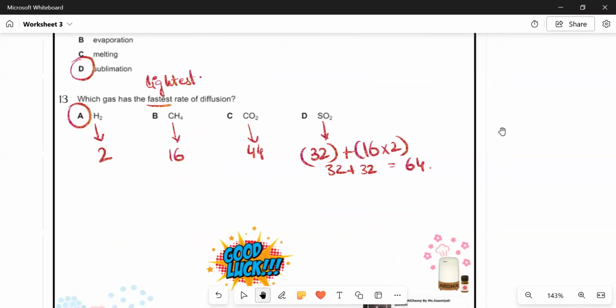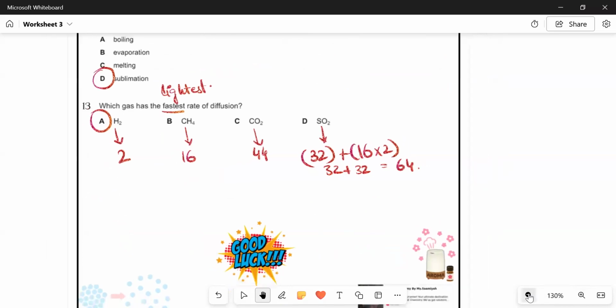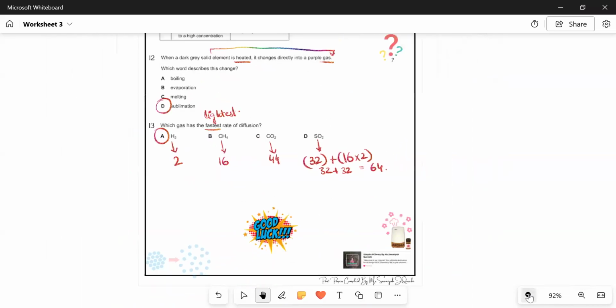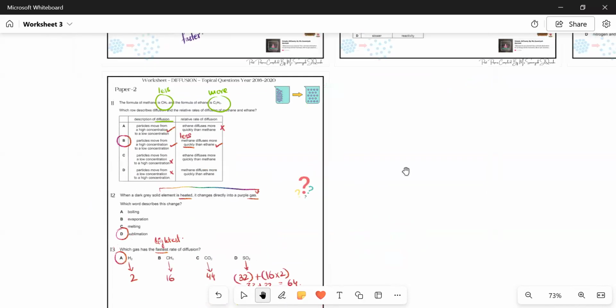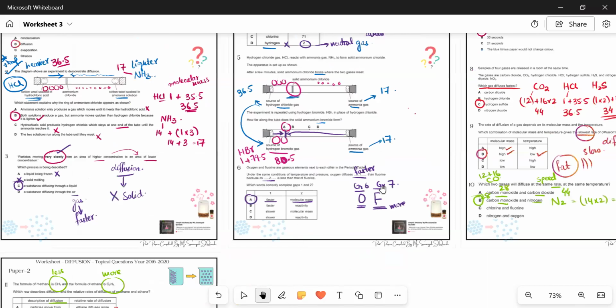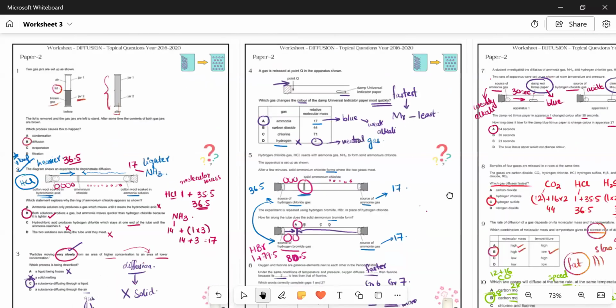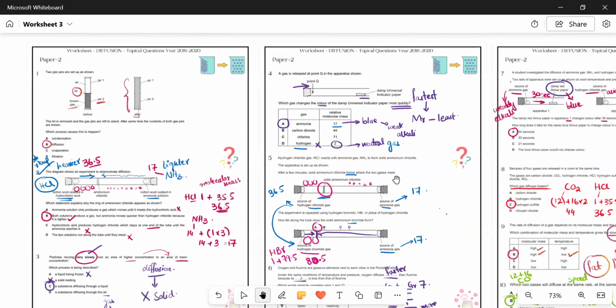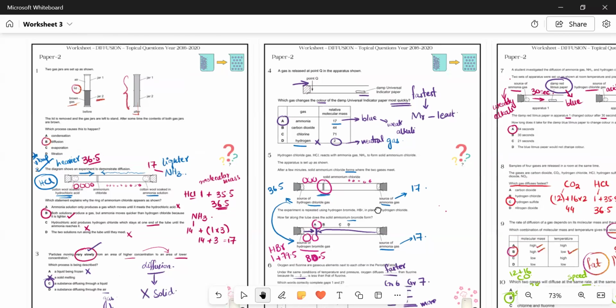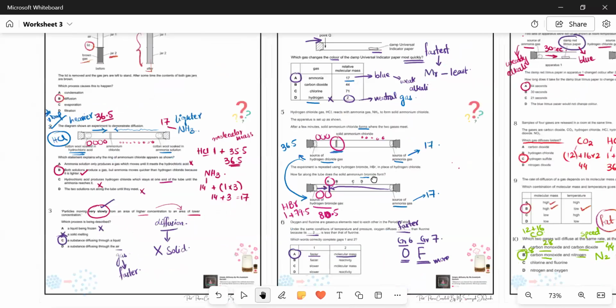So here you go, guys. This was the worksheet and some of the past paper 2 questions related to diffusion, the rate of diffusion and how it depends upon the molecular mass, temperature, and everything. Hope you get these questions, and later on I'll be uploading some of the paper 4 questions of diffusion, and you will get to know how paper 4 questions will come related to diffusion.